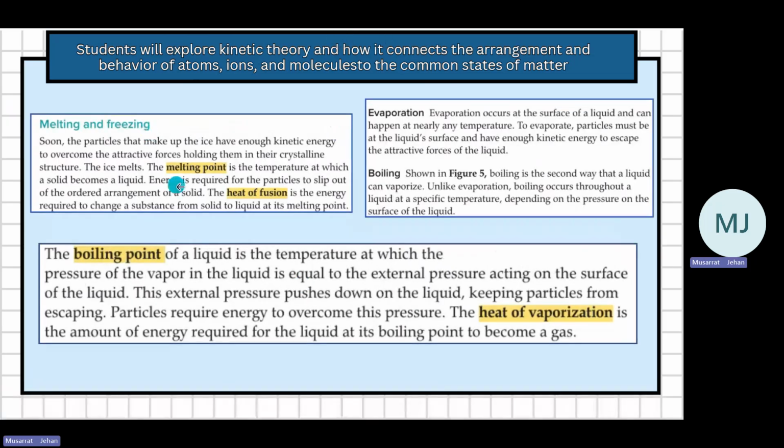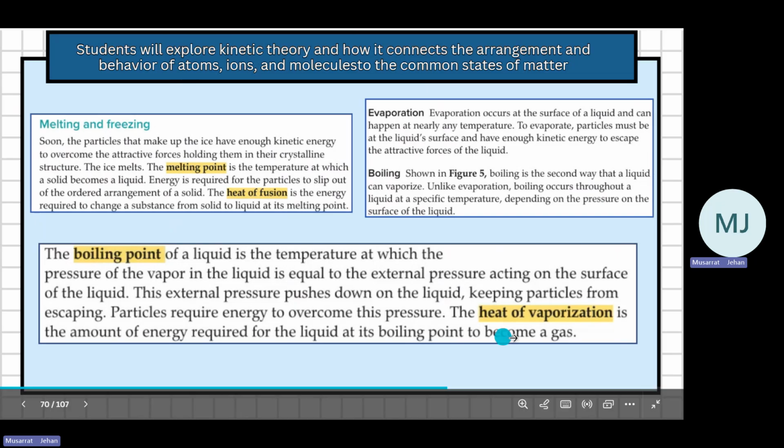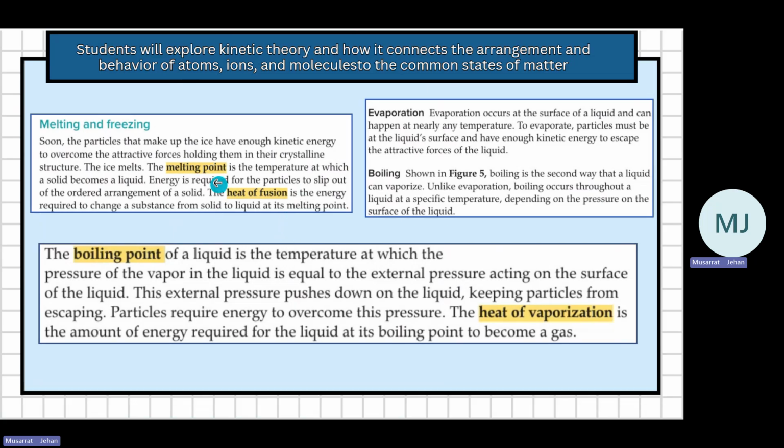So you know what's melting point? It's the temperature at which a solid changes into liquid. That temperature is known as melting point. And the energy required to change the substance from a solid to liquid is known as heat of fusion. So you should know these two terms. Boiling point is the temperature at which a liquid changes into a gas, and the energy needed to change a liquid into gas is known as heat of vaporization. So heat of vaporization and heat of fusion are the amount of energy needed, and melting point and boiling point are the temperatures.